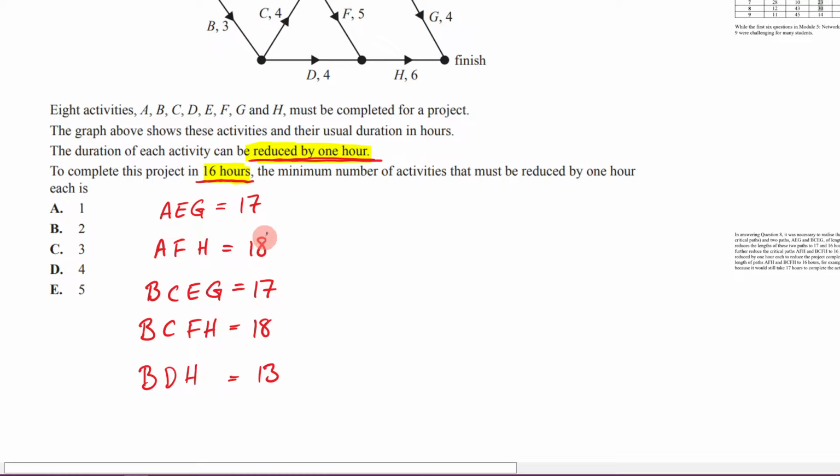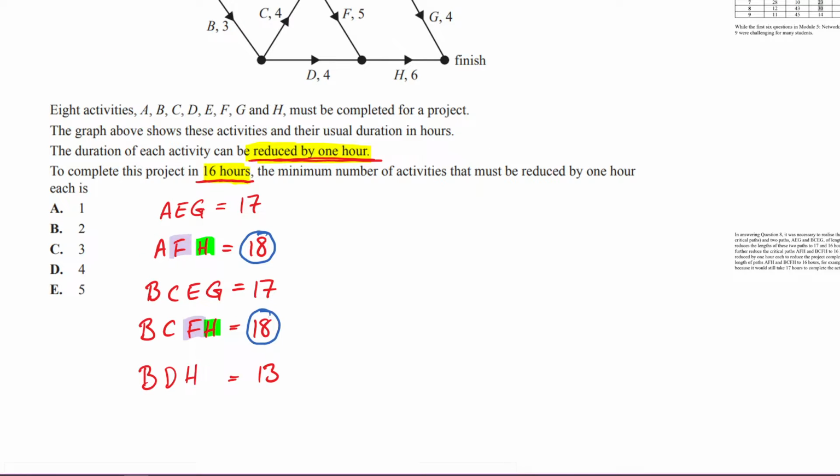So the minimum completion time, or the critical path, is going to be 18, because that's my biggest number at the moment. So now I'm going to say, well, how can I take this and turn it into 16? What I would do is look for what is shared between this pathway and that pathway. Well, they both have F and they both have H.